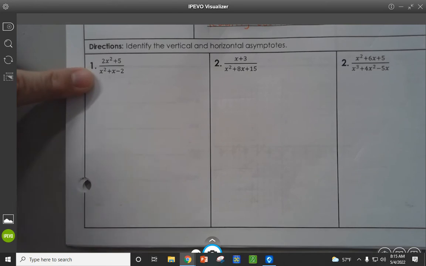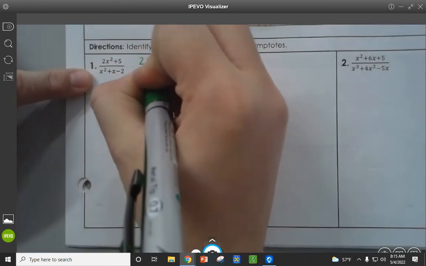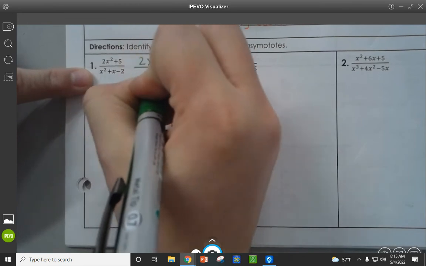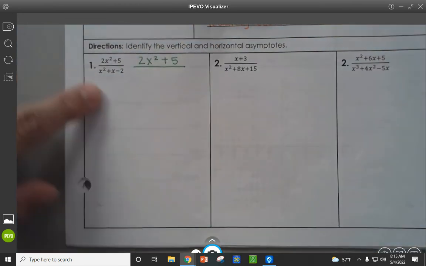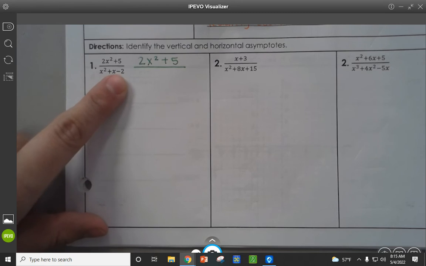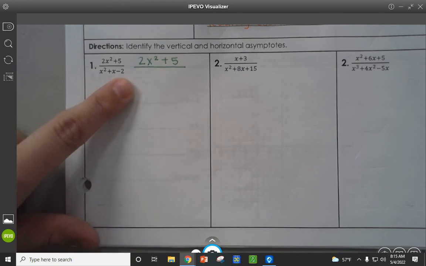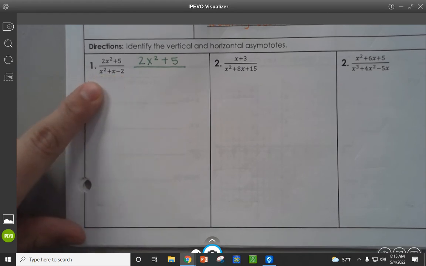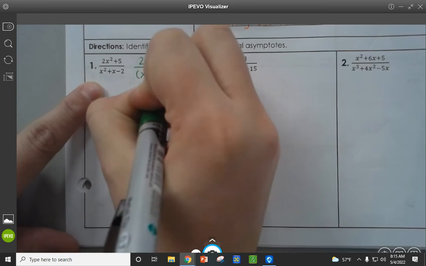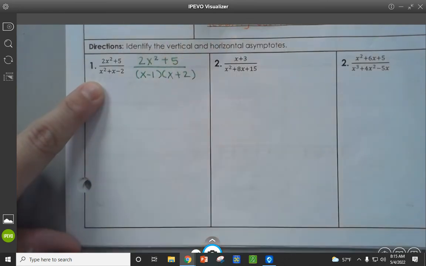What about the denominator? Does it have a GCF? It's a trinomial. So we can find two numbers that multiply to be -2 and add to be +1. Multiply to be -2 and add to be +1. What are those two numbers? -1 and 2. So x minus 1, x plus 2.